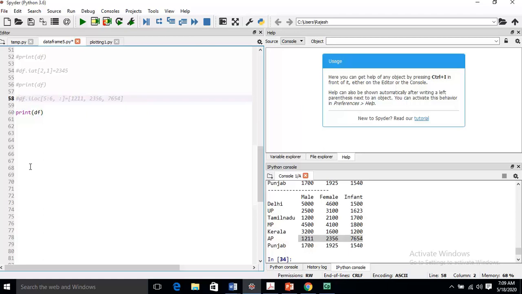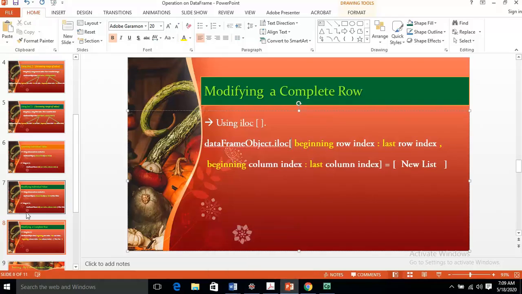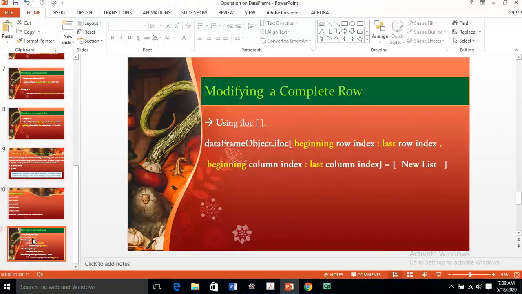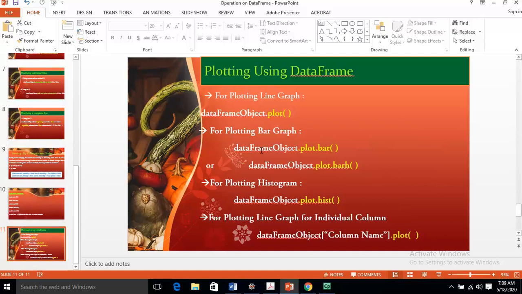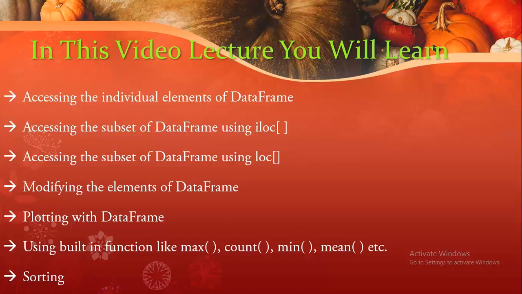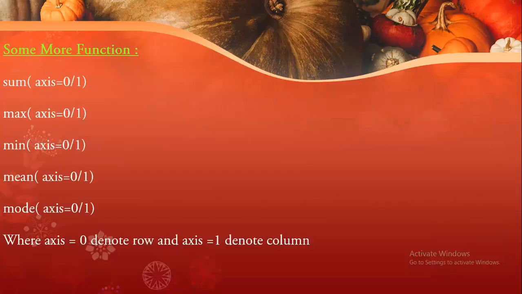Now our last task is to draw a plot or line graph or bar graph or histogram using a data frame. For creating a plot, you need not do anything. You just use the data frame object, and if you want a line chart, use the function plot. You have to use the function plot. Let me go to the screen.